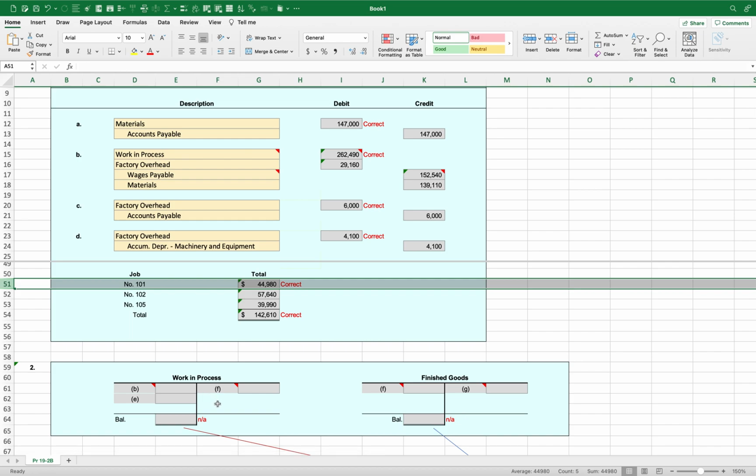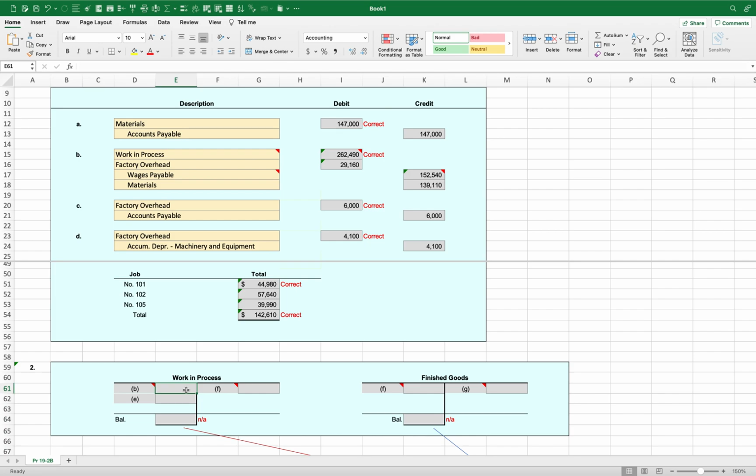And in section 2, that's what we're going to do. We're going to actually work on T accounts, where we just want to culminate all of the costs, either debits or credits, to each of these accounts. All right, so they ask us to work on work in process first. So basically, I'm just going to go down the list here, and anytime I find work in process, I'm going to plug it in. Of course, work in process is being debited here, and it tells us it's part B, so I know it's going to go here.